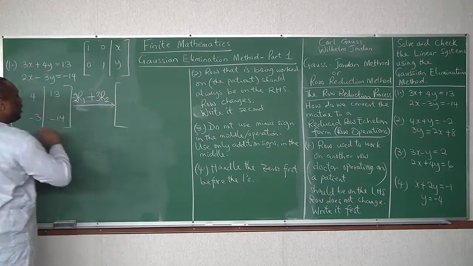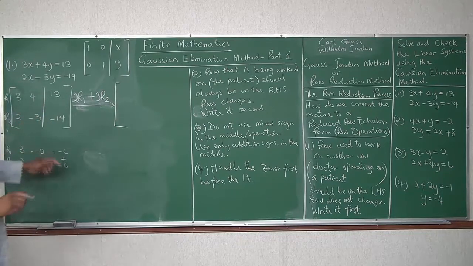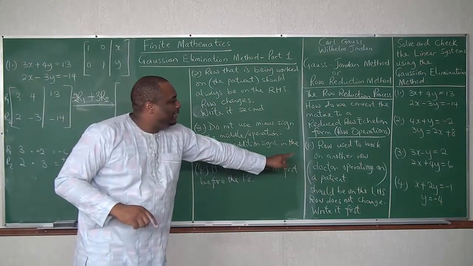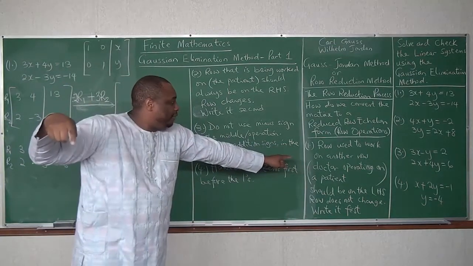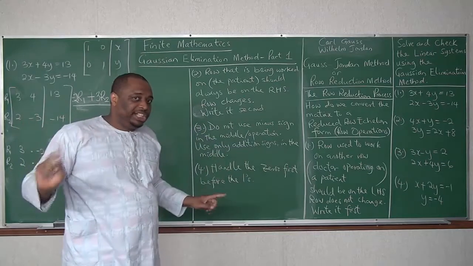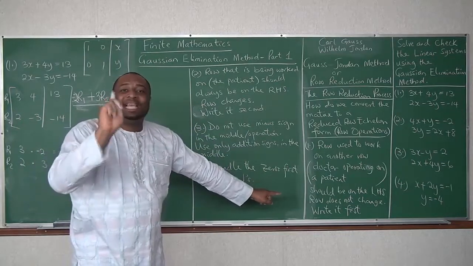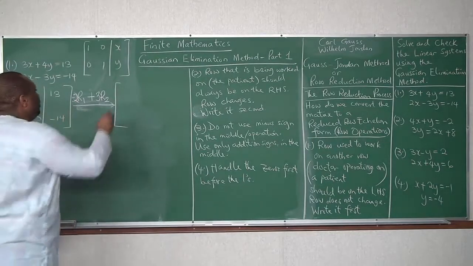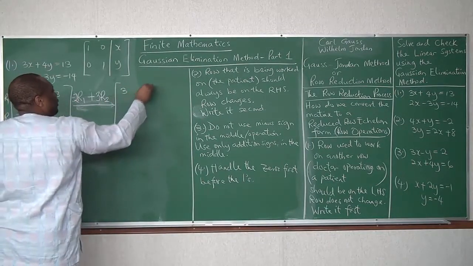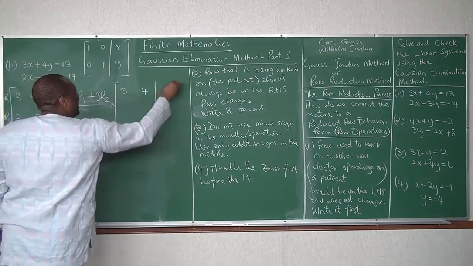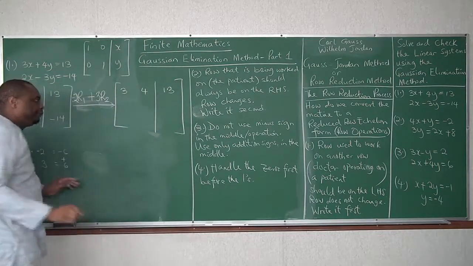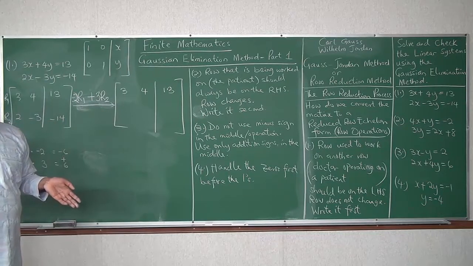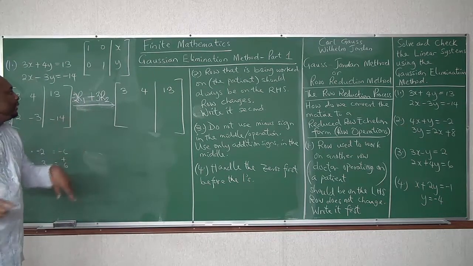Okay, so this is our operation. We write it. Then, remember, the row that is used to operate on another row does not change, and you write it first. What is the row that does not change? Row 1. Write it first: 3, 4, 13. To avoid confusion, write it first.